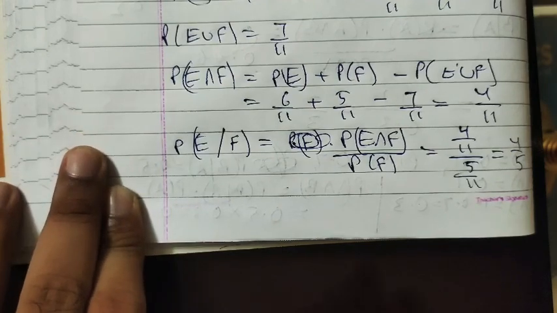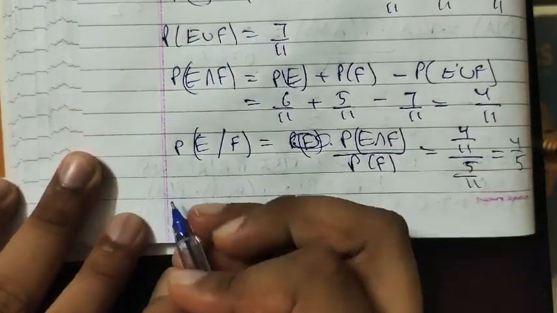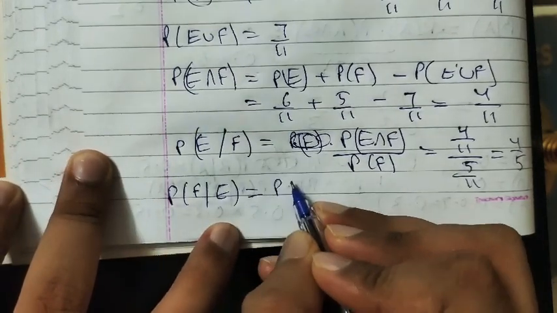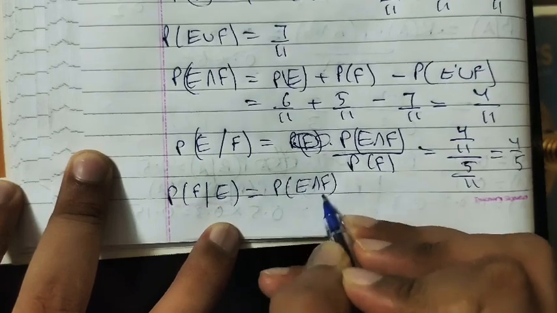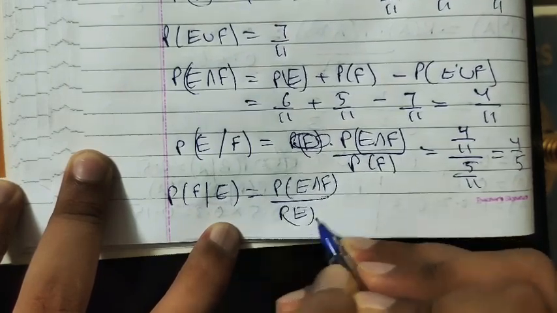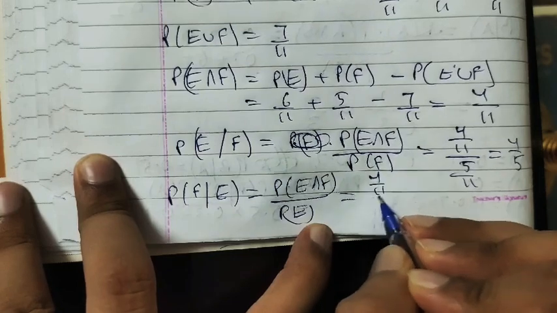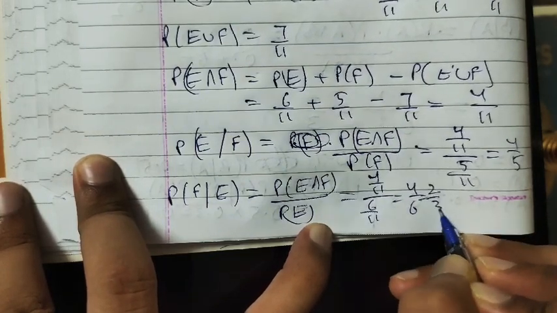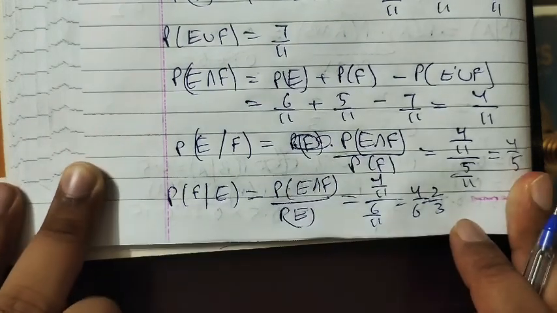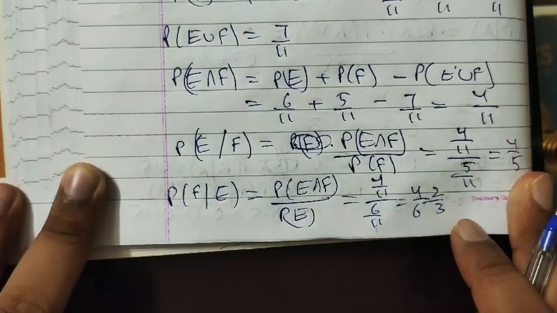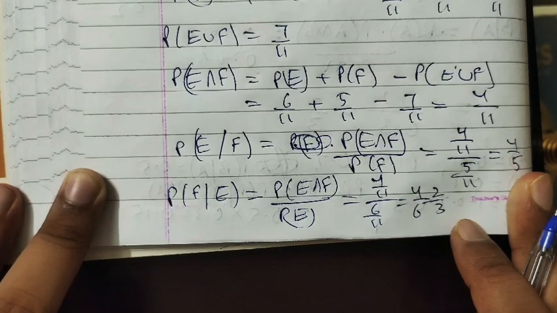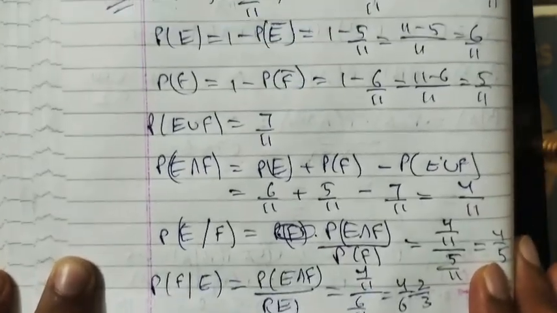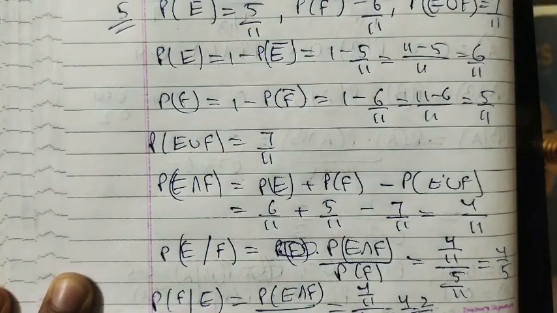Next part, one more part is there, probability of F upon E. Similarly, probability of F upon E is equal to probability of E intersection F upon probability of E, right? So this is 4 upon 11 upon 6 upon 11. So 4 upon 6 is 2 upon 3. So 2 upon 3 is the answer. 4 upon 11 upon 6 upon 11. So 11 to 11 get cancelled. 4 upon 6 is 2 upon 3. So this is the answer of this question number 5, right?